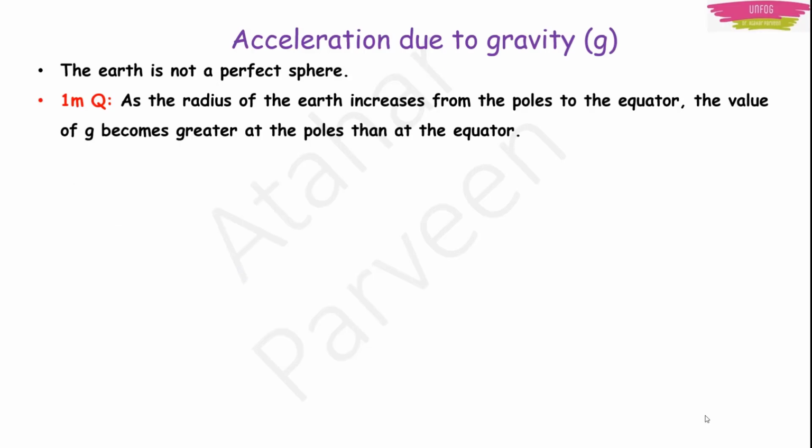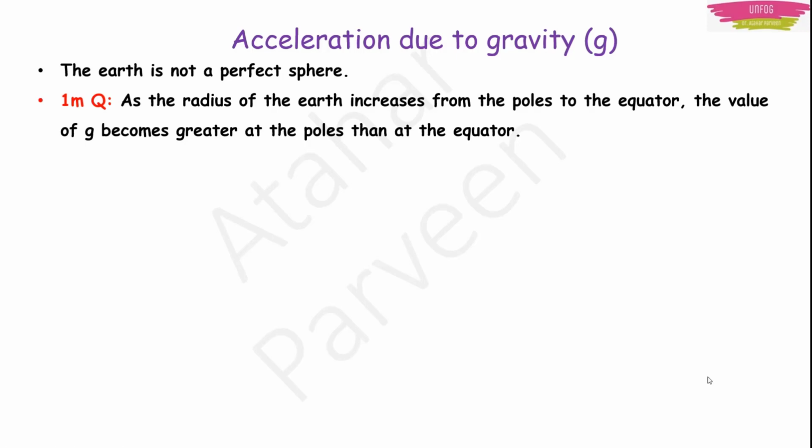Now there are a few more important points which you should know regarding this acceleration due to gravity. You know that Earth is not a perfect sphere, right? It is very slightly elliptical. And also, as the radius of the Earth increases from the pole to the equator, the value of g becomes greater at the poles than at the equator. You should know this. This is a one mark question.